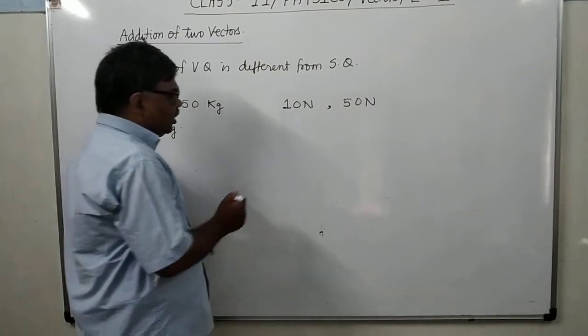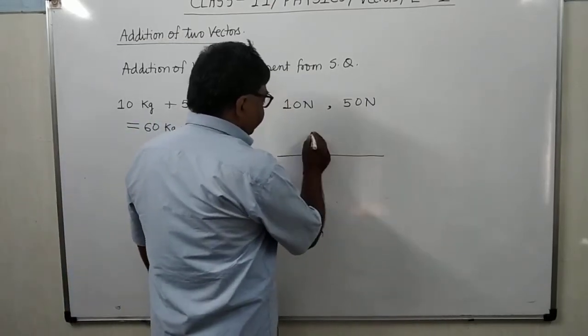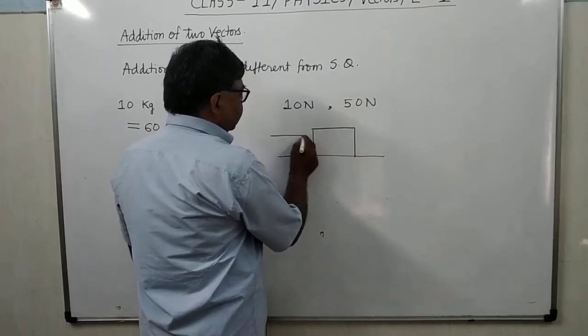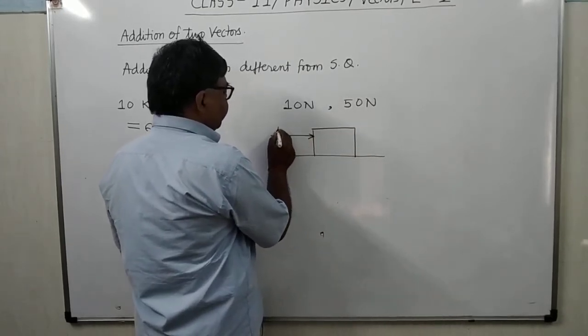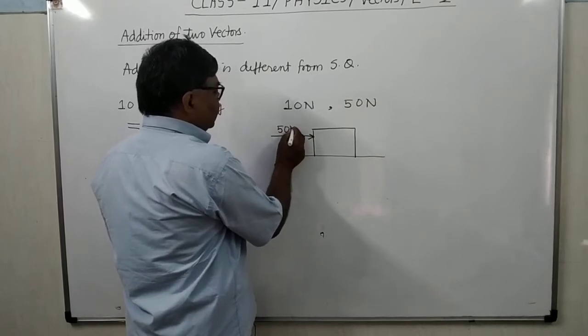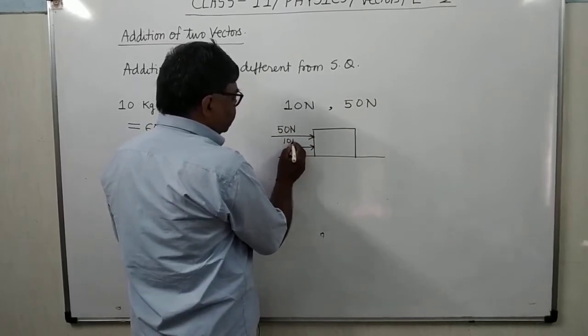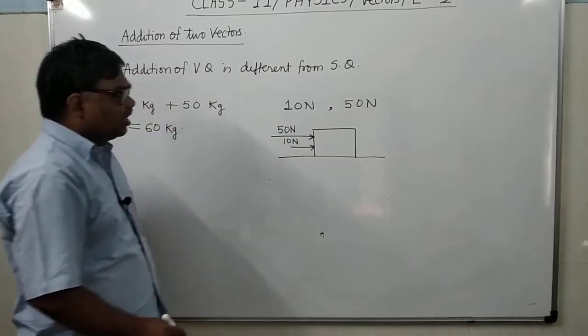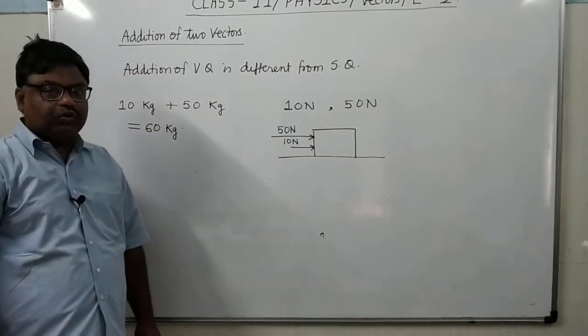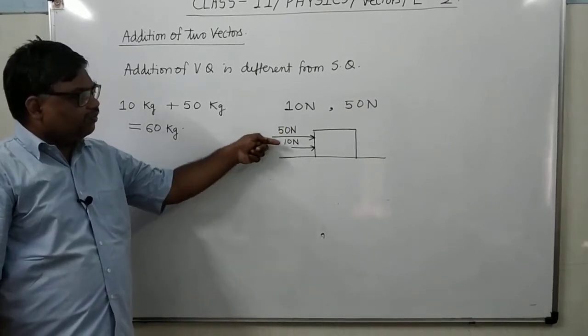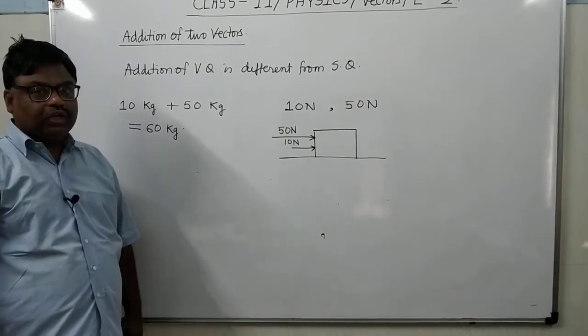If we apply these two forces in the same direction, here 10 Newton is acting, 50 Newton is acting, in the same direction, we will say that on this body 60 Newton force is acting. Here the angle between their directions is 0 degree.